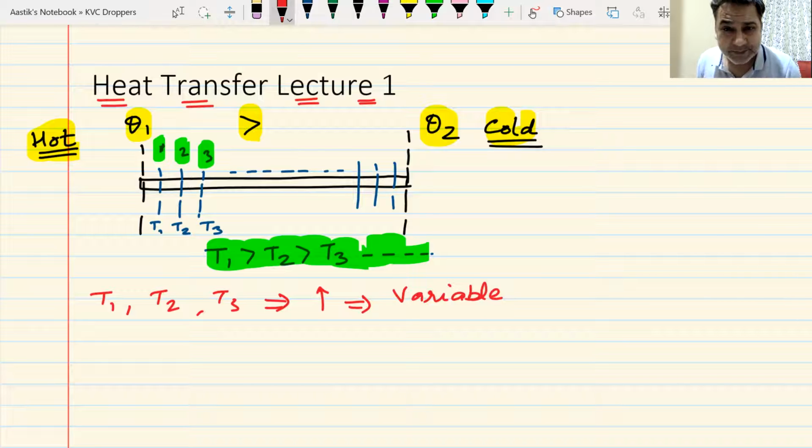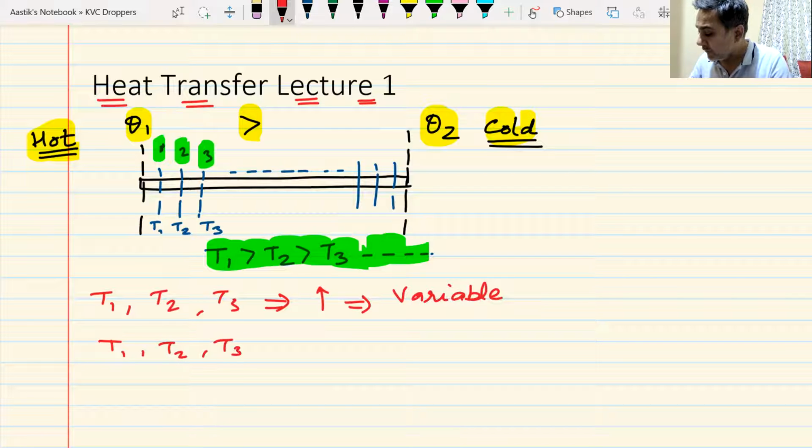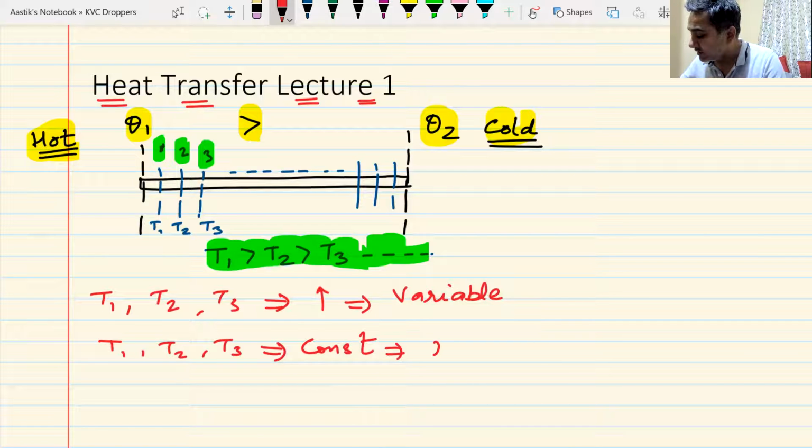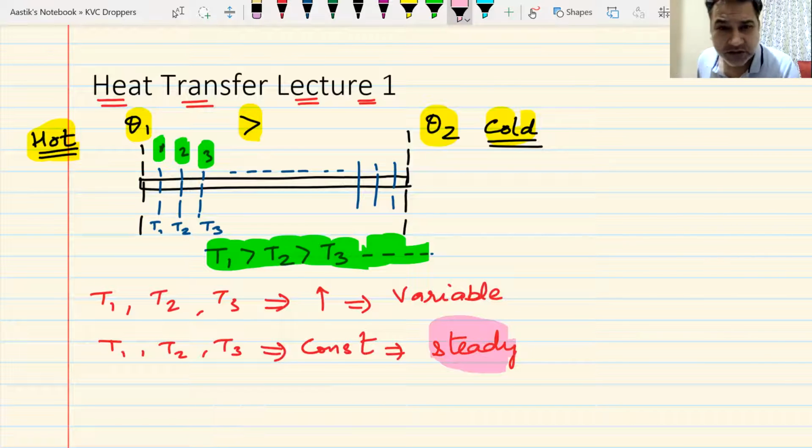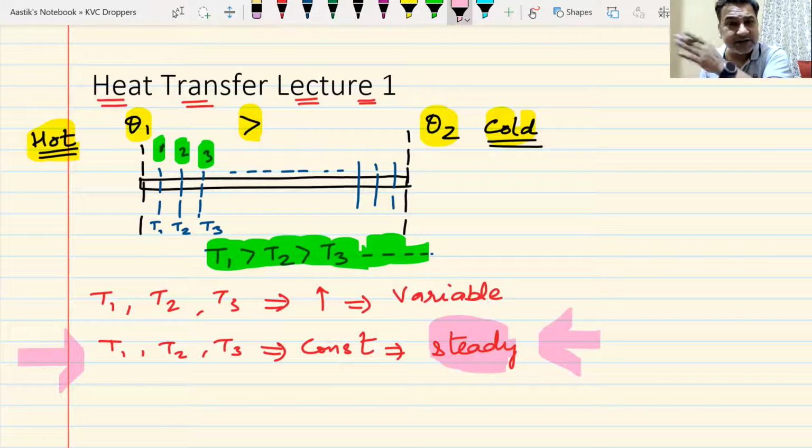But after some time, T1, T2, T3 and so on will become constant. When they stop changing, that state is known as the steady state, and this is the state in which we are going to study conduction, because in the variable state conduction becomes a lot more difficult to study. So we will be doing it only in the steady state. In the steady state, the temperatures of different sections are different.